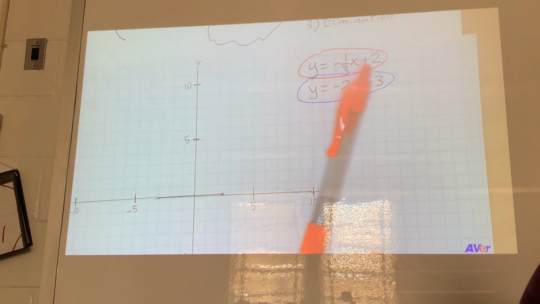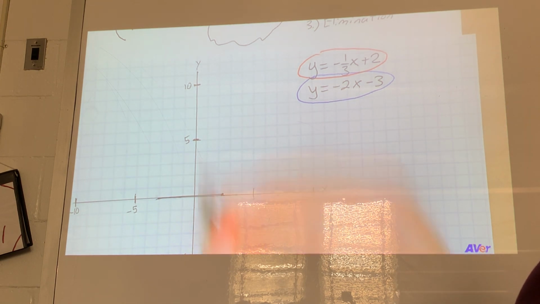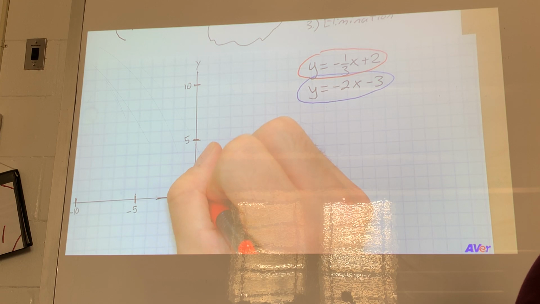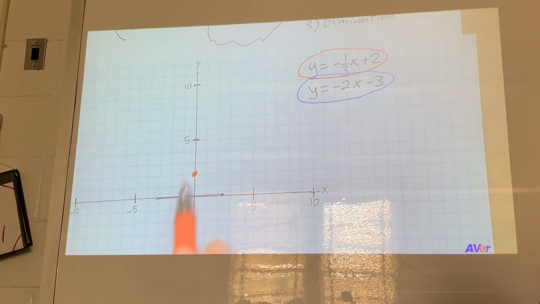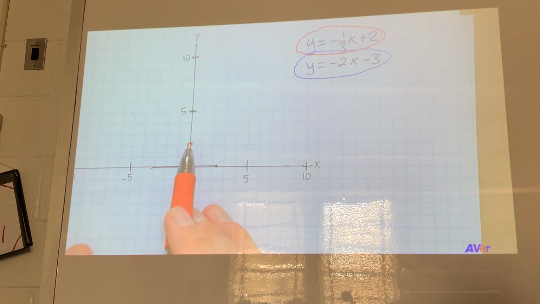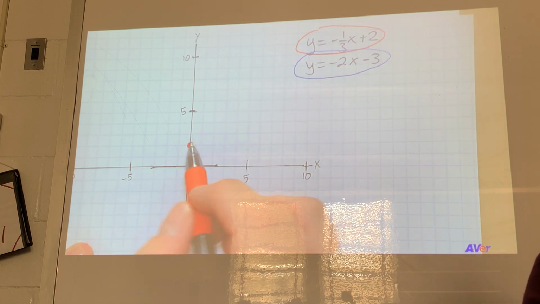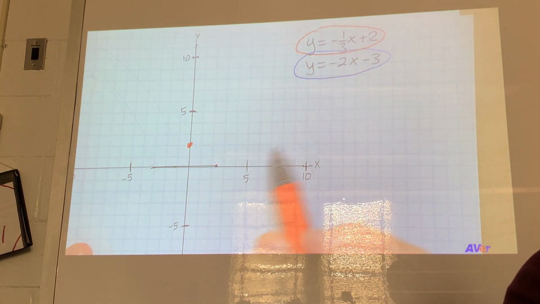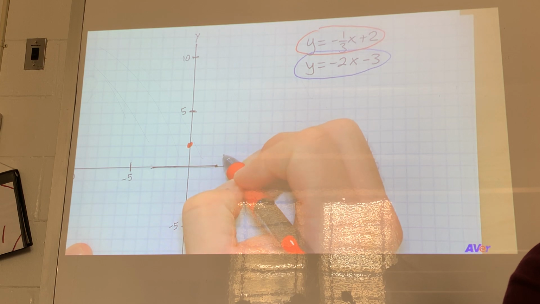All right, so I'm gonna graph this top equation. It's ready to graph. It's in slope-intercept form. Where do I start? At the y-intercept of 2. Right there. Graphing this red one. And then my slope is negative 1/3, which means down 1, right 3.